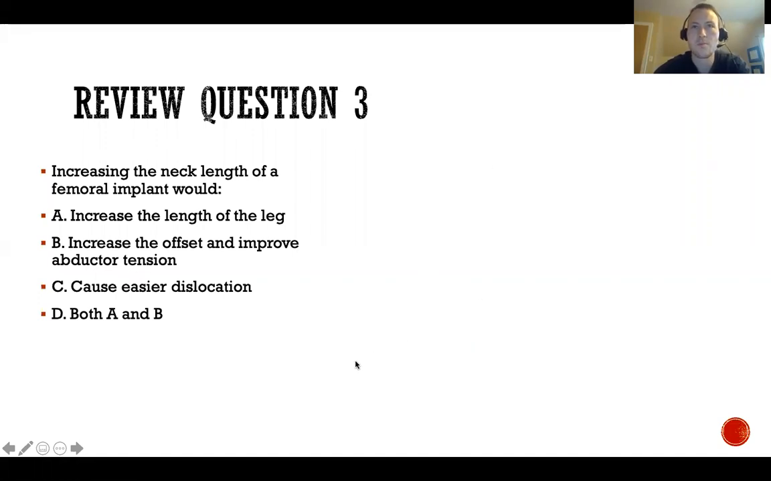We have a quorum. Nice. 78% of people got that right. That's great. So B is definitely correct, but A is also correct. So therefore D is the correct answer.